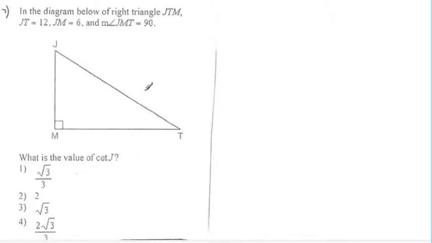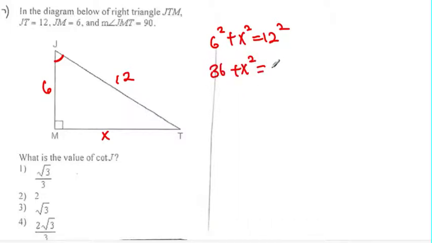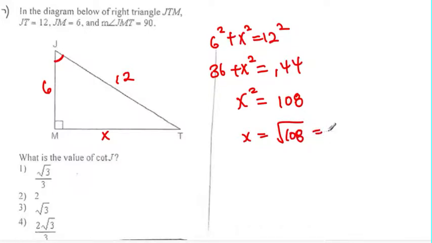All right, number 7. Here we have JT is 12, and JM is equal to 6. This is the 90-degree angle. What is the value of cotangent of J? Cotangent of J is the adjacent over the opposite, which is basically the reciprocal of the tangent. This side is 6, this is 12, and we can call this one x. How do we figure out the value of x? We have 6 squared plus x squared is equal to 12 squared. So 36 plus x squared is equal to 144. Then x squared must be equal to 108, which makes x equal to the square root of 108. If we simplify further, the square root of 108 equals the square root of 36 times the square root of 3. In other words, this is 6 square root of 3.